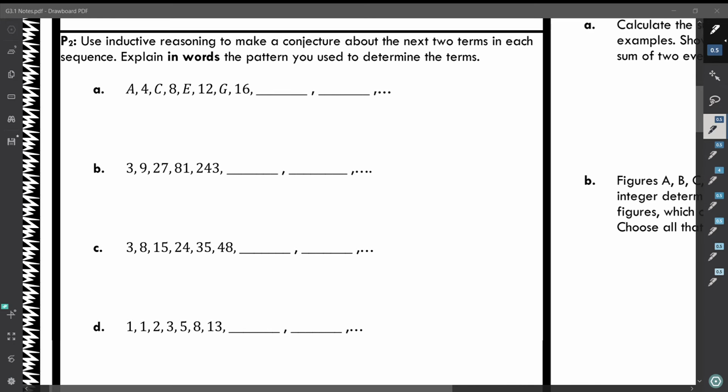Okay, so looking at our first sequence, we have A, then 4, then C, then 8, then E, then 12, then G, then 16. Okay, so what does this mean? So let's see if we can figure out a pattern here.